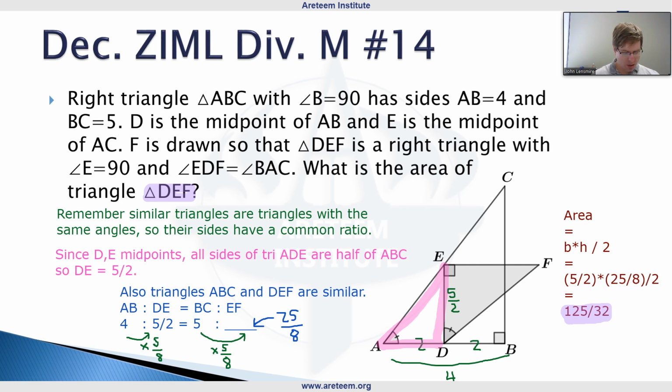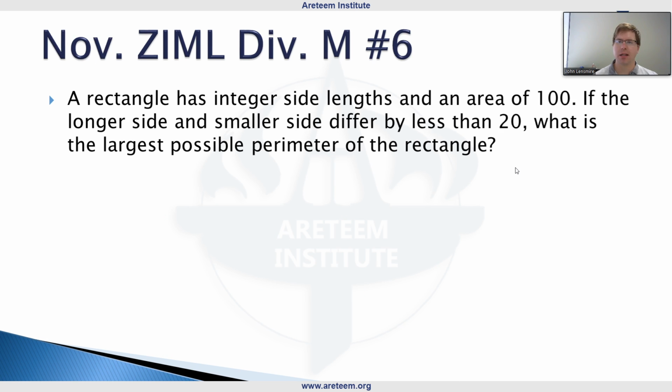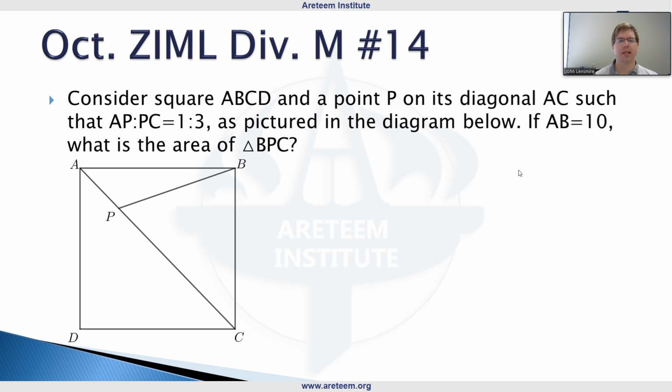Okay. So, next question here, I really like this question because this is another good idea that you want to think about here. So we have a square ABCD and point P is on the diagonal AC so that this ratio is 1 to 3 right there. And we know that AB is 10. We want to know the area of triangle BPC. Sorry there.